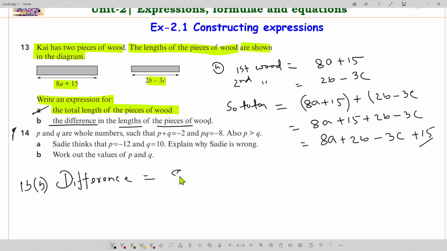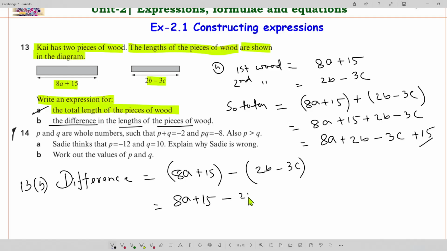So the difference will be 8a plus 15 minus (2b minus 3c), right? So here is 8a plus 15. Look, once you have any bracket after a minus, all the signs will be changed. So plus 2b becomes minus 2b and minus 3c becomes plus 3c. So our answer is 8a minus 2b plus 3c plus 15. Okay, so number A and B done.